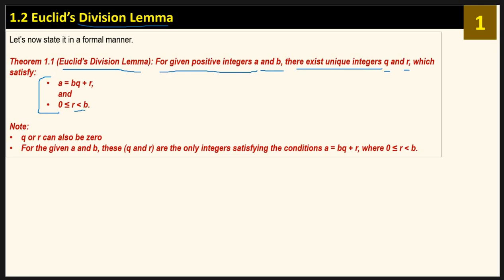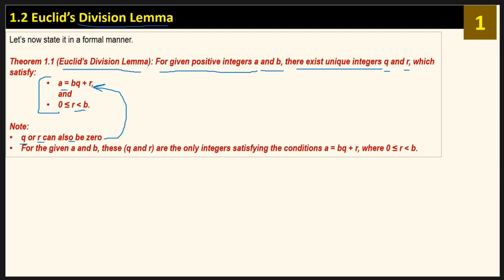Two things should be noted here. Both q and r can be 0. They can be 0 simultaneously as well. If both q and r are 0, then as per this equation a will be 0 as well.